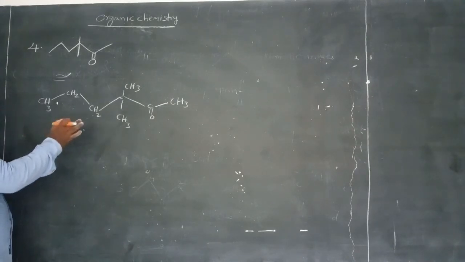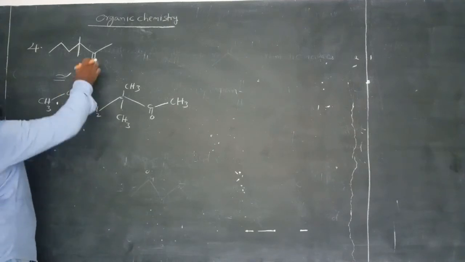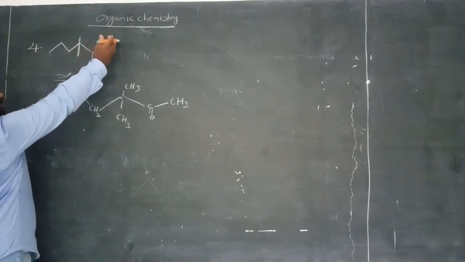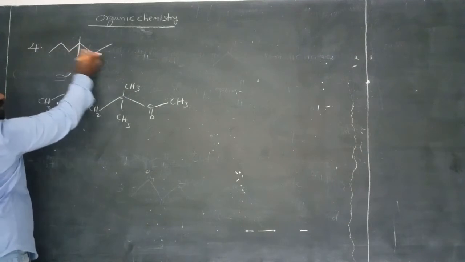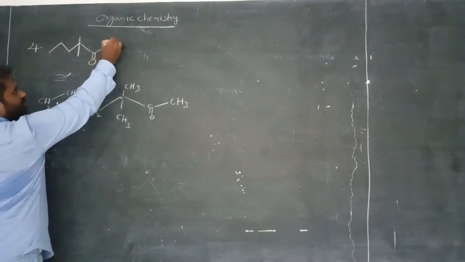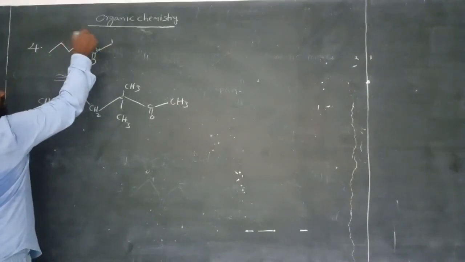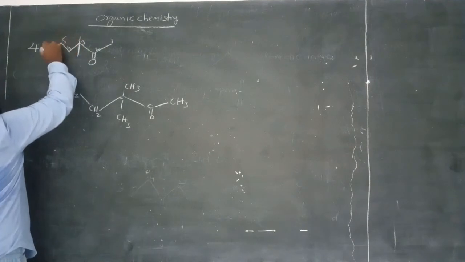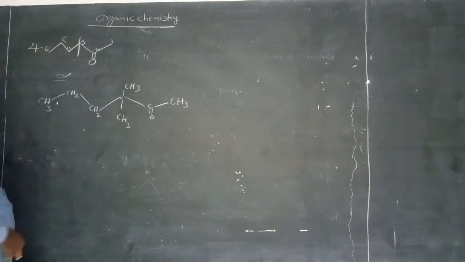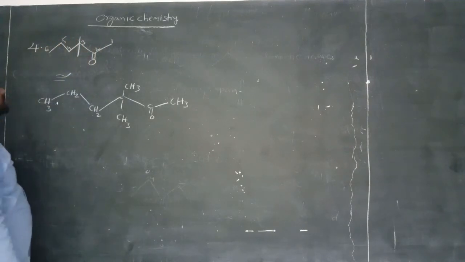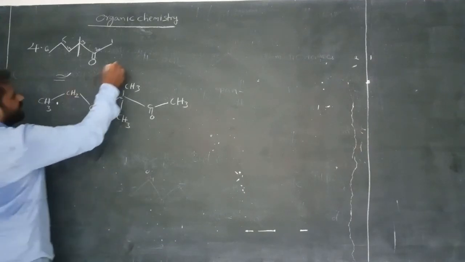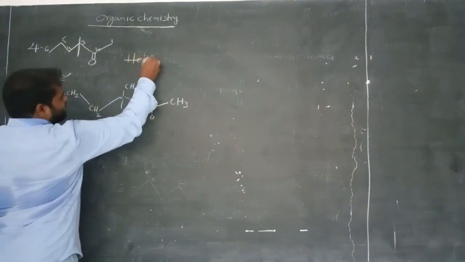Now I would like to give the numbering to this compound. The main functional group is this, so it is better to give the numbering from right to left. Why? Because it gets the lowest number. 1, 2, 3, 4, 5, 6. The longest chain consists of how many carbons? 6 carbons. So 6 carbons means what is the root word?